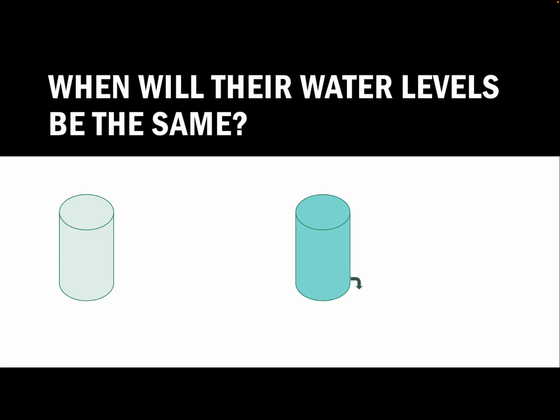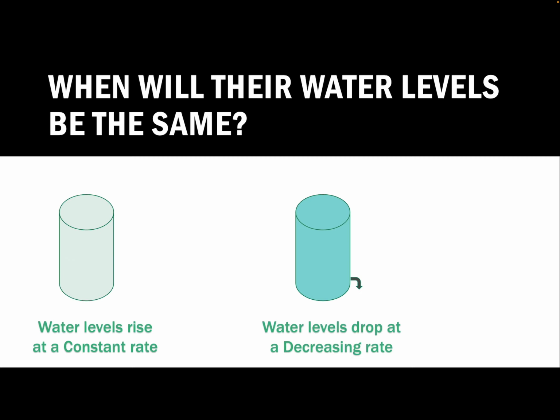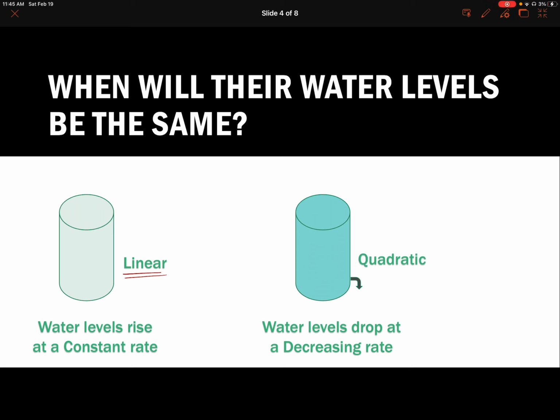So when will their water levels be the same? What this is asking is it's basically asking you to think about a linear quadratic system. The water level rises at a constant rate in tank A, and the water level drops at a decreasing rate in tank B. So the one tank fills up at a linear rate, we could say, and the other tank drains at a quadratic rate.